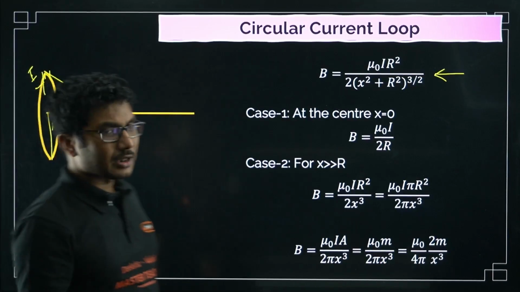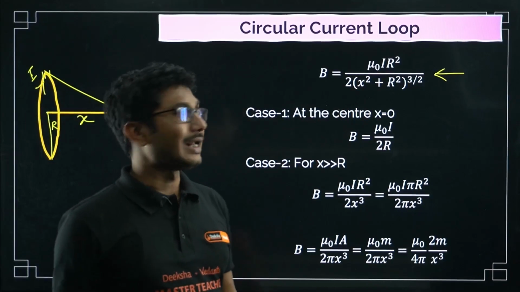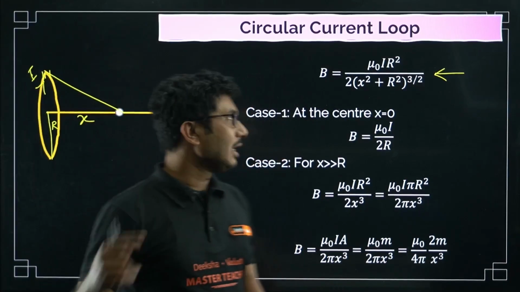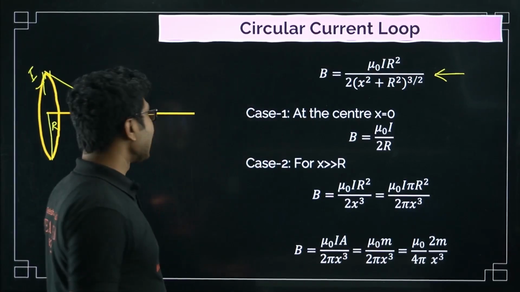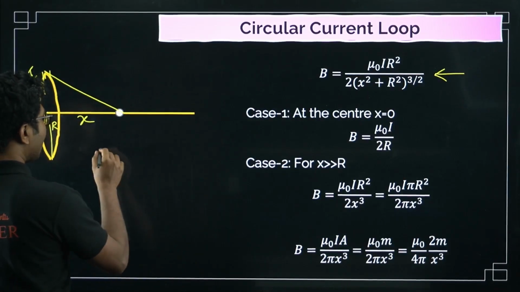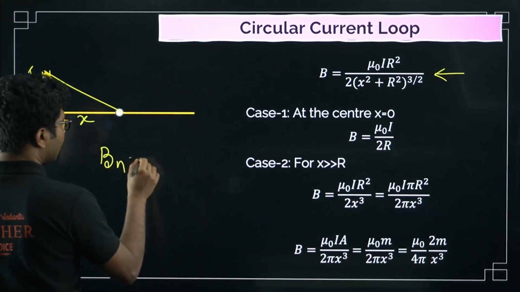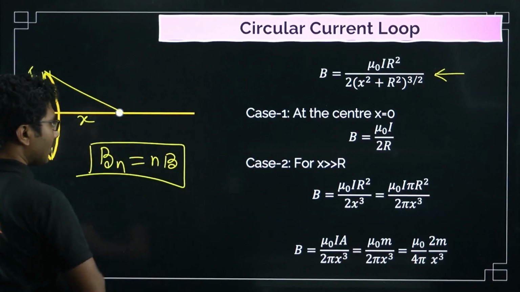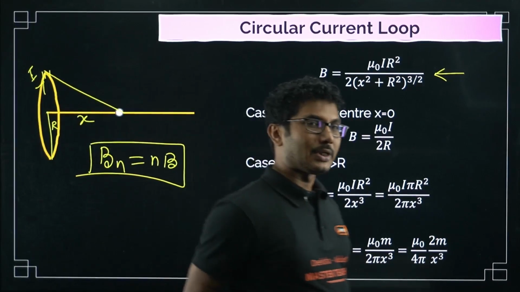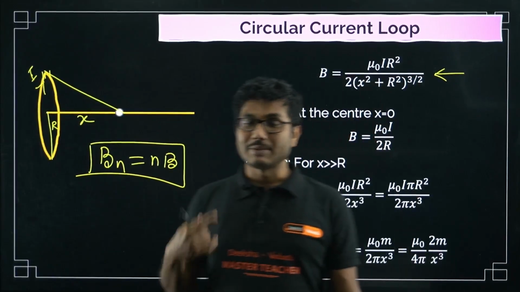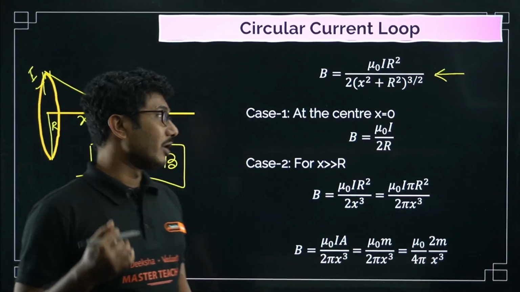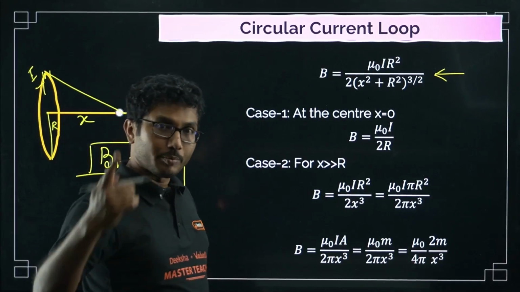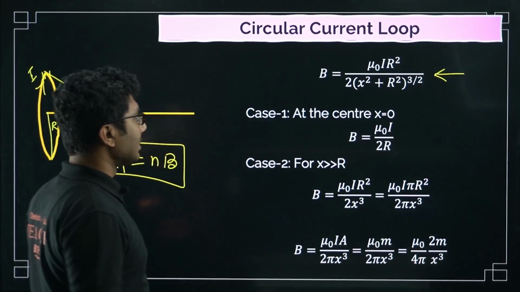If there are n number of turns, we generally multiply with an n over here, but right now we are assuming only one single coil, one single loop. In case you are calculating it for n number of turns, then you have to multiply this with n. That is a thing that you have to remember. In some KCET questions I have seen, they have given the same formula but for a circular coil, not a loop. Coil means multiple turns, loop means only one single turn.